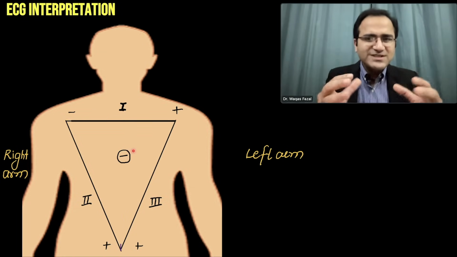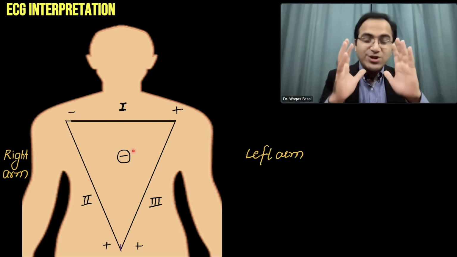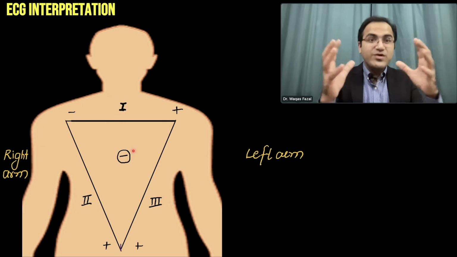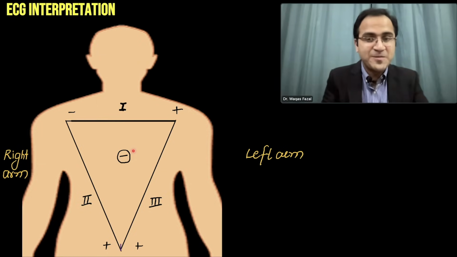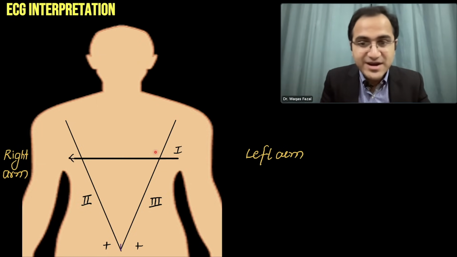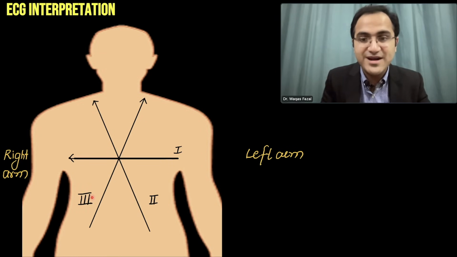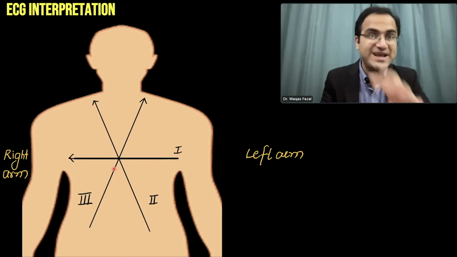Now what we will do is move these vectors and make them pass through the heart, and then you will get an idea of where these leads are actually looking. If you pick up lead 1 and place it over the heart, it will look like this. If you take lead 2 and place it over the heart, it looks like this. You do the same with lead 3, you pick it up, put it over the heart, and we get an axis plane like this.